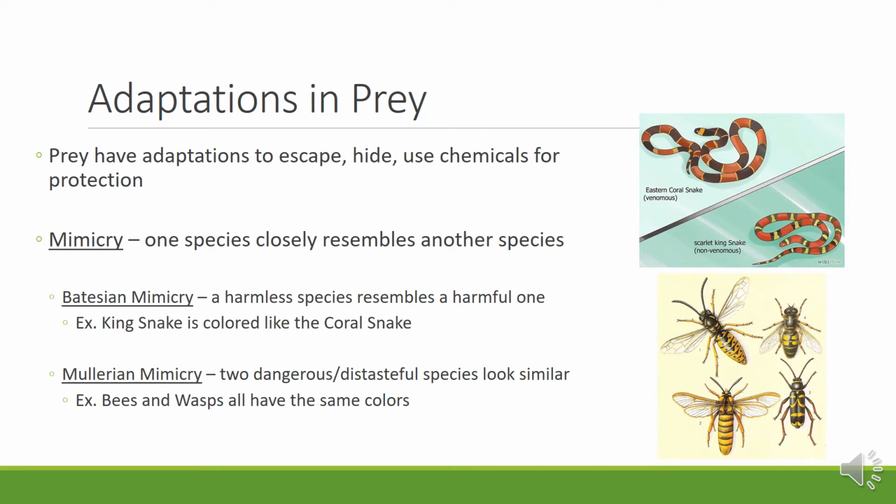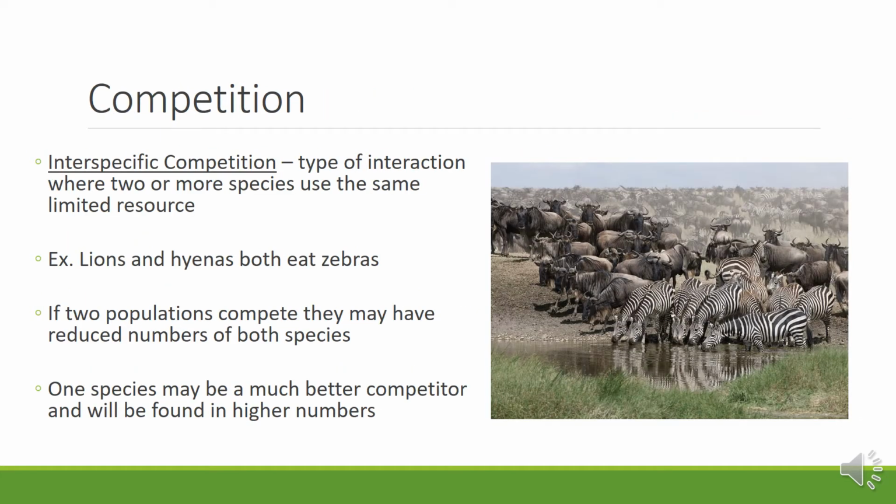Mullerian mimicry, on the other hand, is two dangerous or distasteful species that look very similar. So, these bees and wasps on the right there, they're all using that black and white striped coloration. So predators kind of get trained to avoid those color schemes. They know they've eaten one bee, probably the rest of them are toxic too.